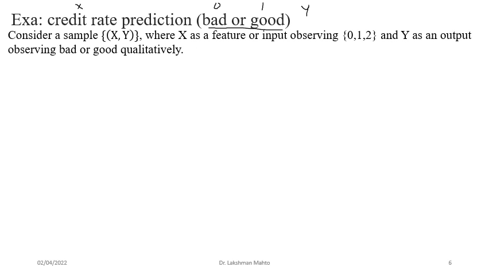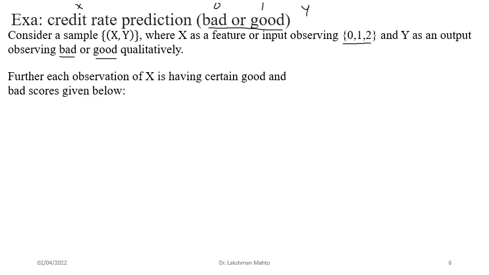Consider we have a sample where x is the feature or input, and suppose we are taking only 3 persons, x equal to 0, x equal to 1 and x equal to 2. Here x equal to 0 is just indexing. That means we have the 0th person, 1st person and 2nd person, and y is the output, whether y takes a bad value or a good value. We have to mark bad or good. Bad and good are qualitative in nature, so we have to convert them into numeric, 0 or 1.